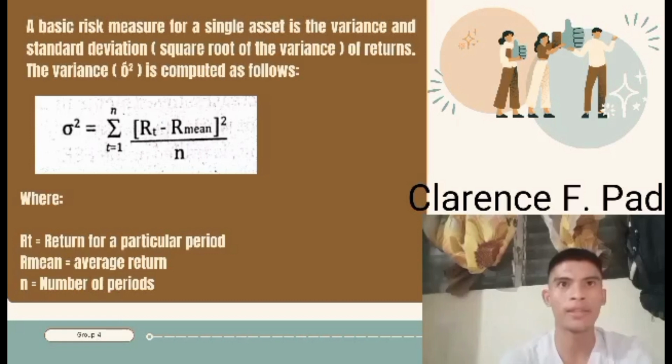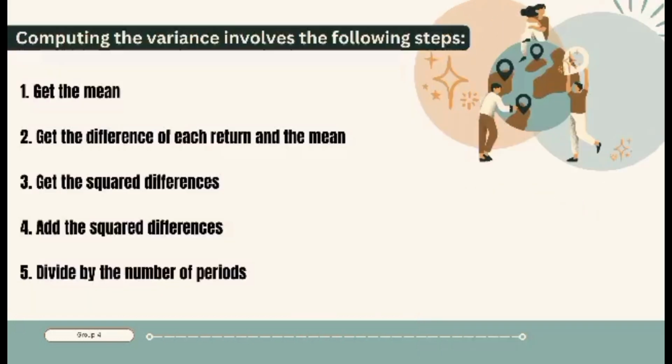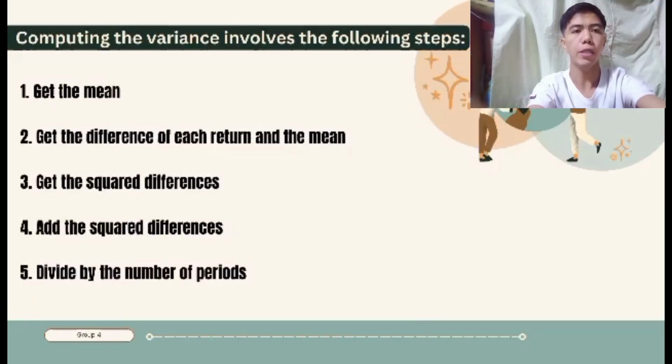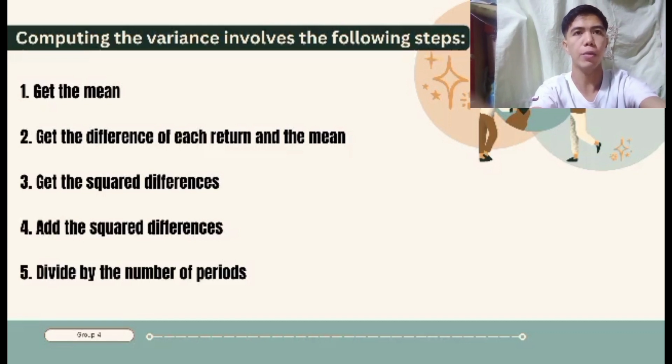The standard deviation is the square root of the variance of the returns, and that variance is computed as follows. Ito yung gamitin natin na formula, pero mas maganda kung gumamit tayo ng table para mas madali ang proseso ng pag-compute ng tamang sagot. Computing the variance involves the following steps. First, get the mean. Second, get the difference of each return and the mean. Third, get the squared differences. Fourth, add the squared differences. And fifth, divide by the number of periods.